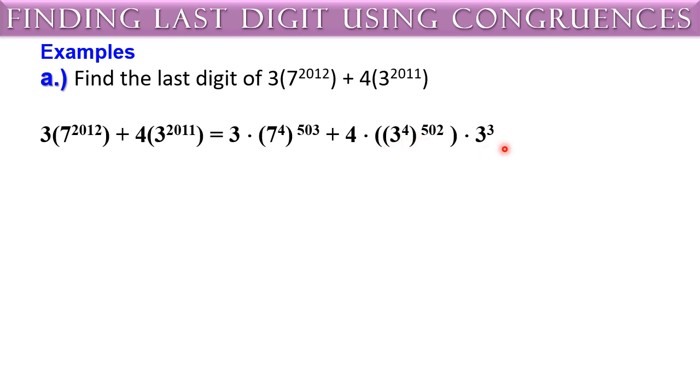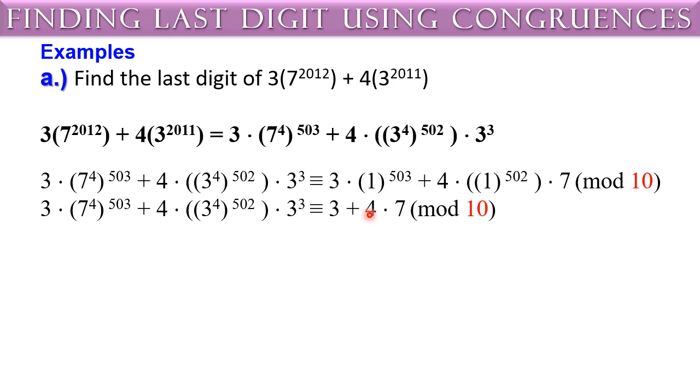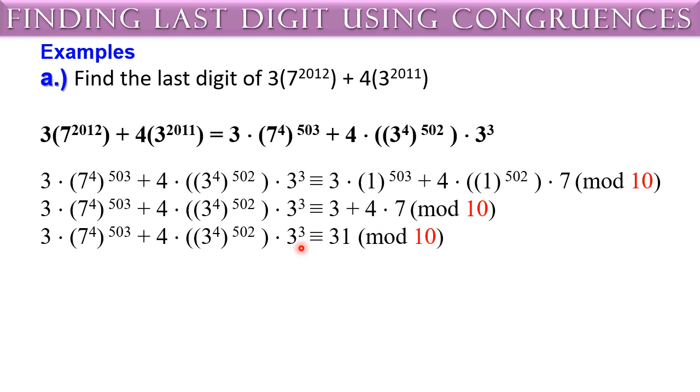3 cubed. Applying the properties of congruences, we have 3 times 7 raised to 4 raised to 503 plus 4 times 3 raised to 4 raised to 502 times 3 cubed is congruent to 3 times 1 raised to 503 plus 4 times 1 raised to 502 times 7 modulo 10. Simplifying this part of our expression, we will have 3 plus 4 times 7 modulo 10. Simplifying it further, we will have 31 modulo 10.